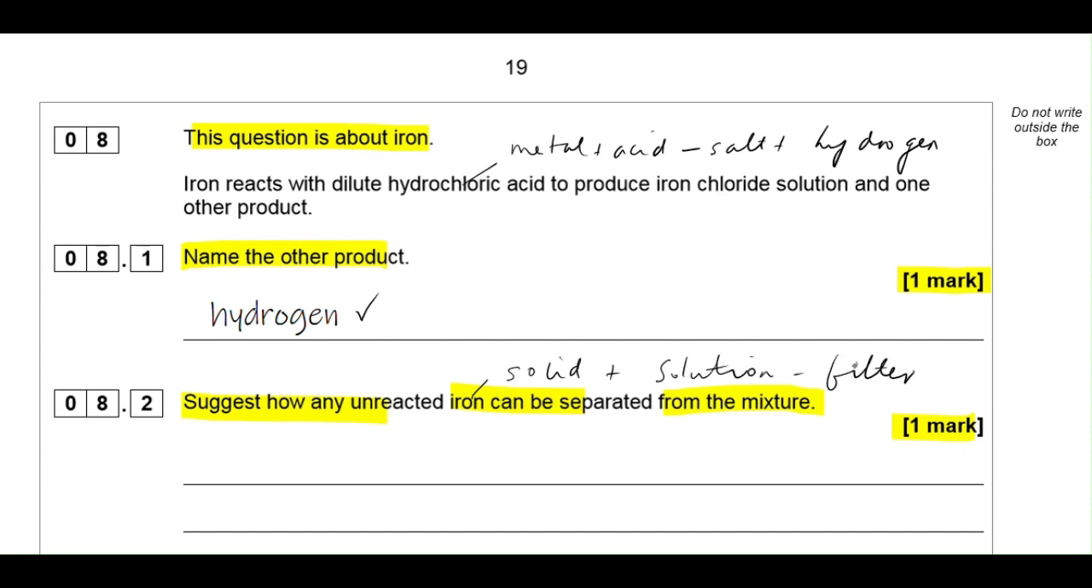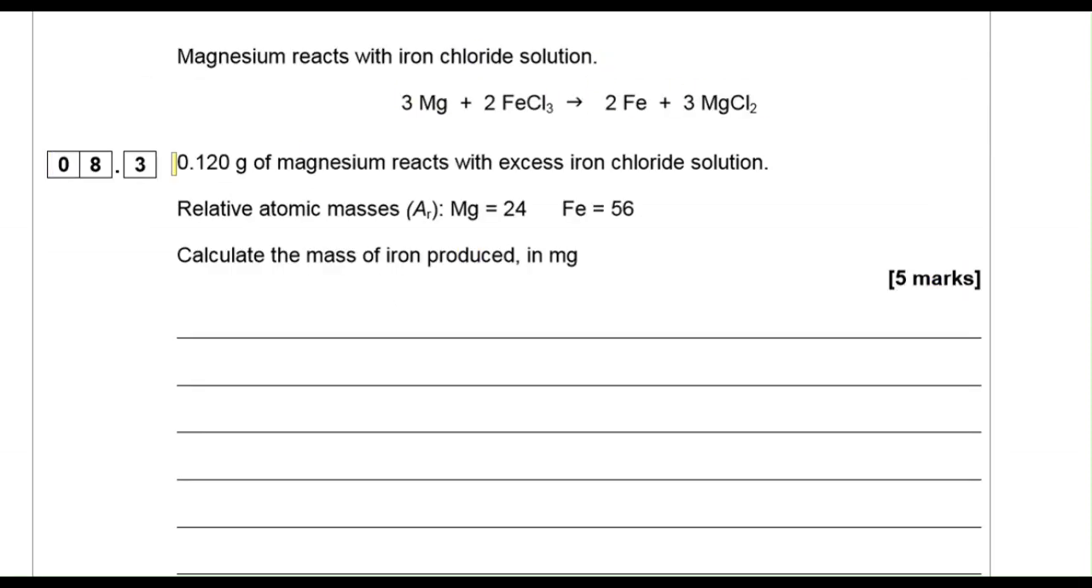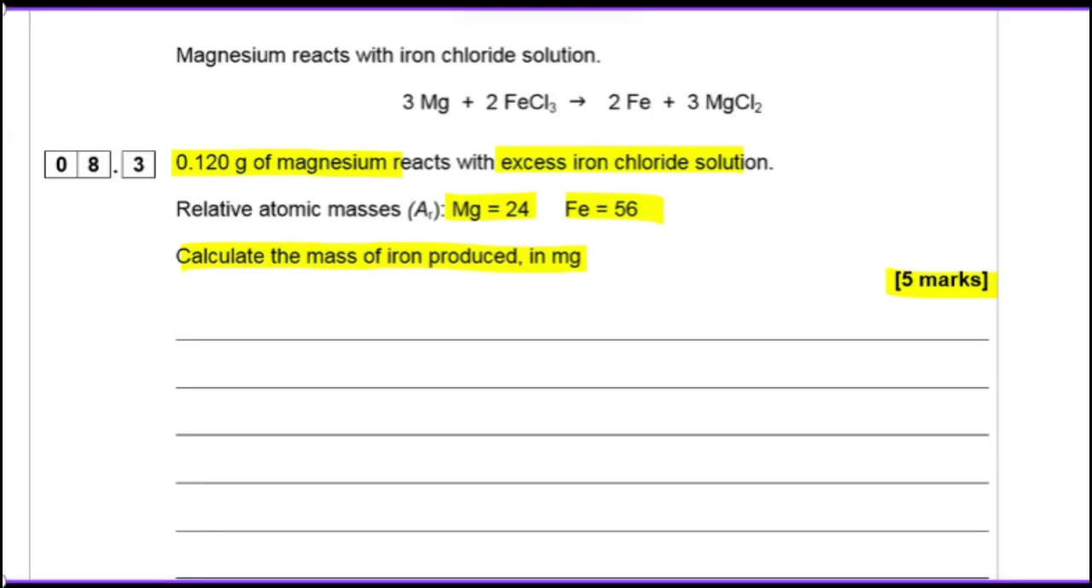Next question. Magnesium reacts with iron chloride solution, and here's an equation. 3Mg plus 2FeCl3 goes to 2Fe plus 3MgCl2. 8.3.